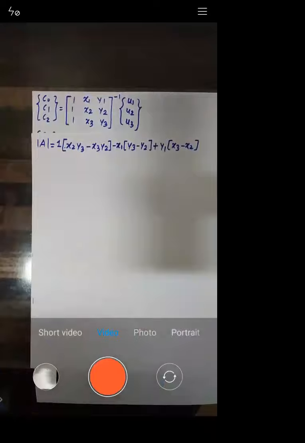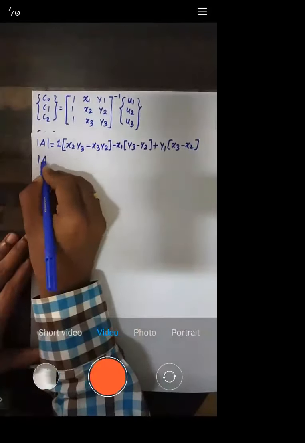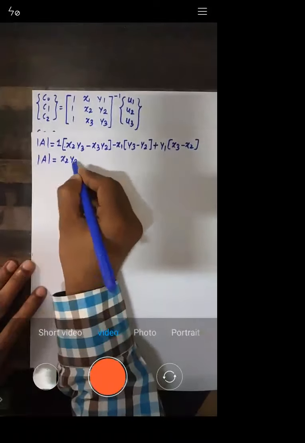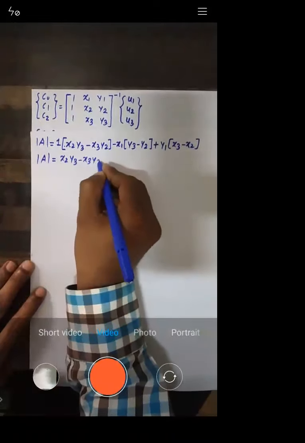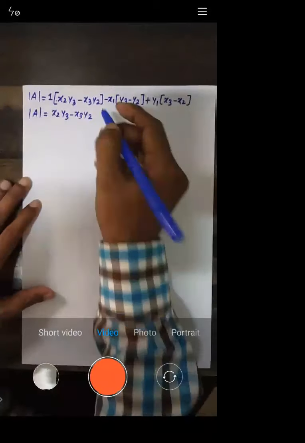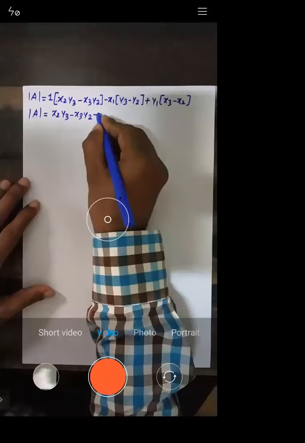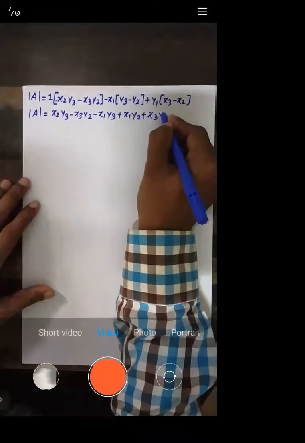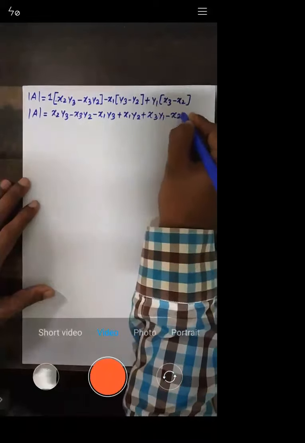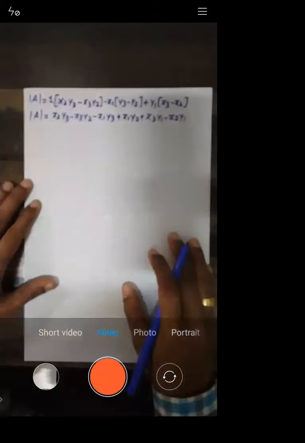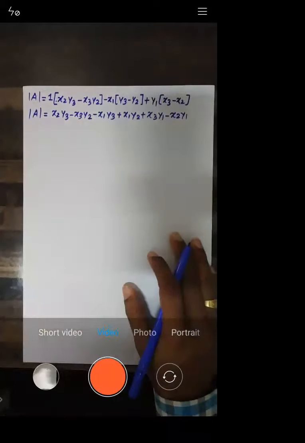If I simplify it, what I will get is x2 y3 minus x3 y2, minus x1 y3 plus x1 y2, plus x3 y1 minus x2 y1. This is what I get as mod of A.